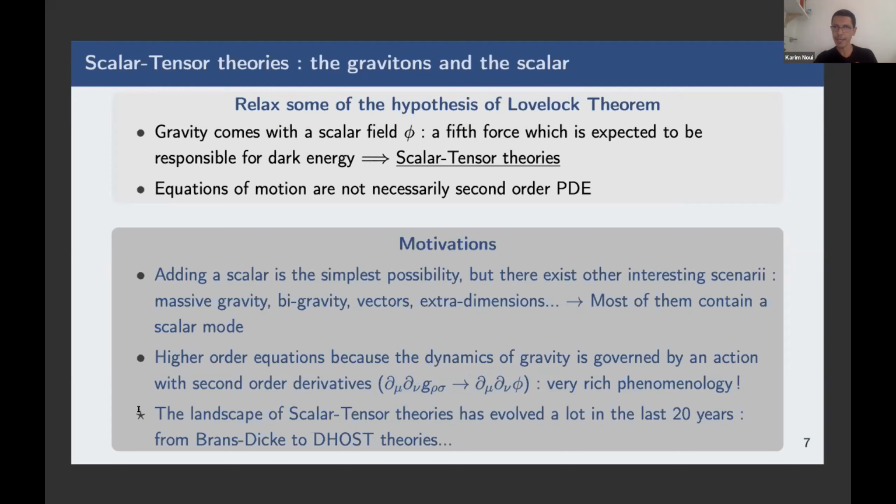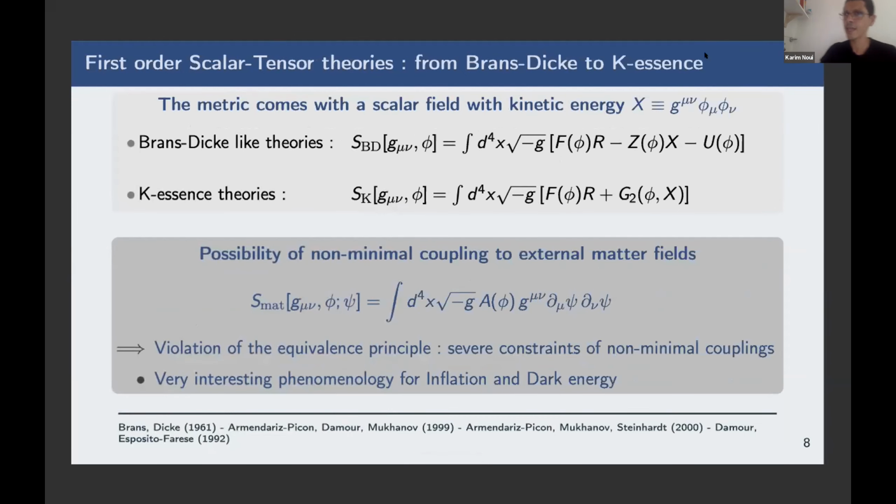Before going to the details, I'd like to add that the landscape of scalar tensor theories has evolved a lot in the last 20 years since the discovery of the acceleration of the expansion of the universe, from Brans-Dicke in the 60s to DHOST theories, and DHOST theories are now believed to be the most general physically viable scalar tensor theories that we can construct. So let me say a bit more about this. The idea now is just to give you a brief overview of scalar tensor theories.